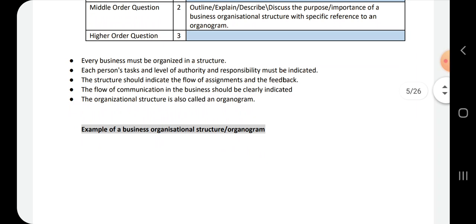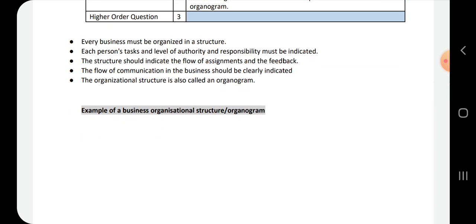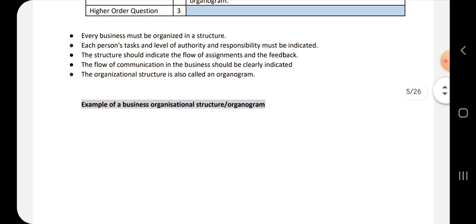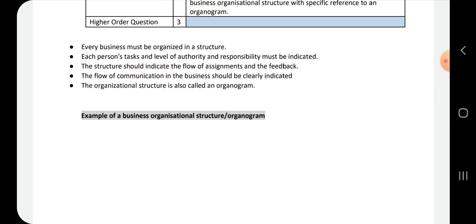So this is what you say: every business must be organized in a structure to know who reports to whom. Each person's task and level of authority and responsibility must be indicated. So the structure should indicate the flow of assignments and feedback, and the flow of communication in the business should be clearly indicated. So the organizational structure is also called an organogram. This is how you explain what an organizational structure is. So these are 5 points.